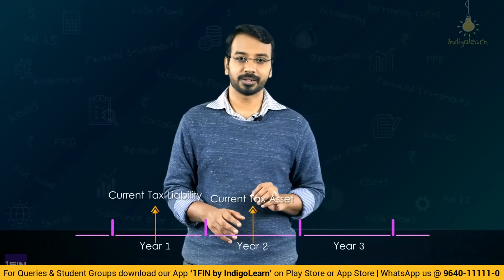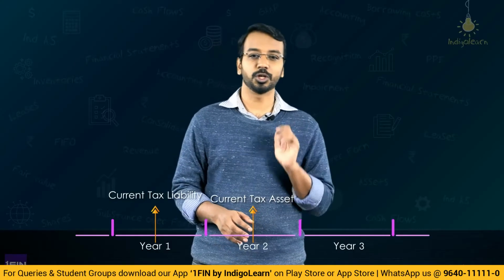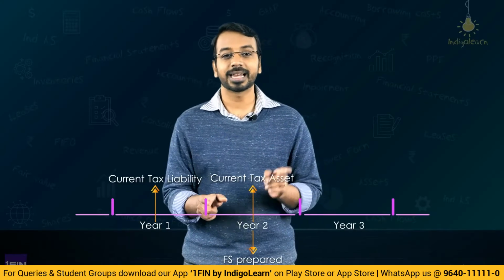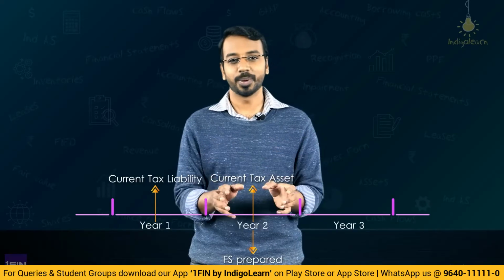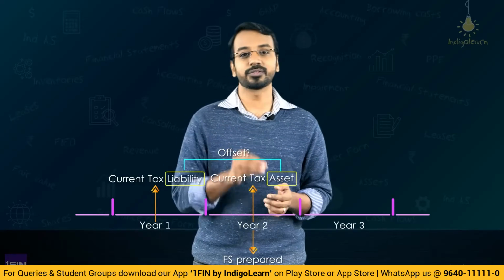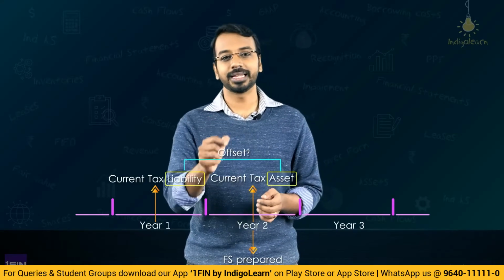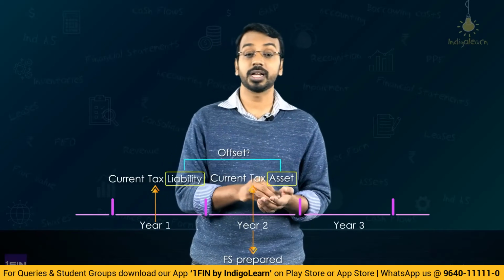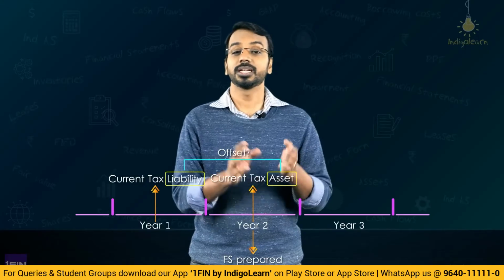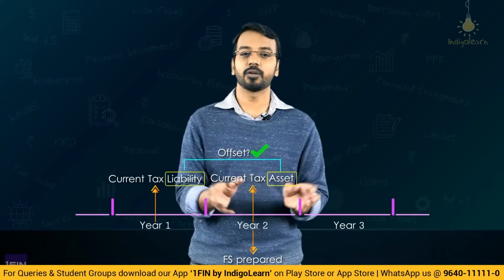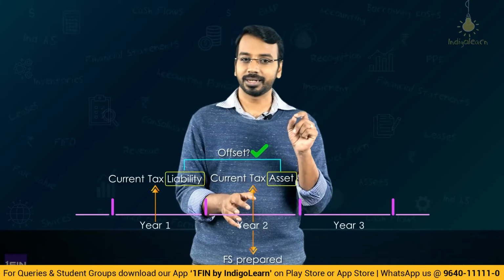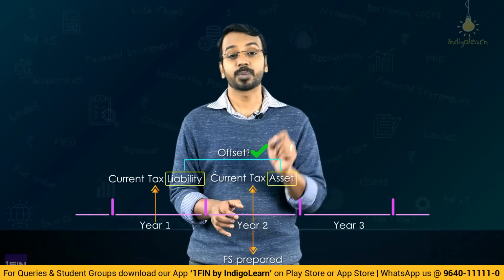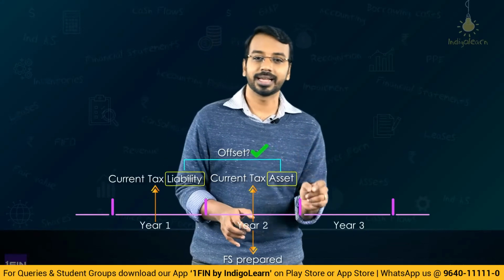Now consider one scenario: for year 1, there is a current tax liability. For year 2, there is a current tax asset, and we are preparing financial statements for year 2. Can we offset this current tax liability and current tax asset? That depends on whether the entity has the right to offset them and whether the entity has the intention to do so. So basically, if the entity has a right to offset and wants to offset those, then they can offset this liability and asset and present it as a single amount. Otherwise, they'll have to present a liability separately and an asset separately.